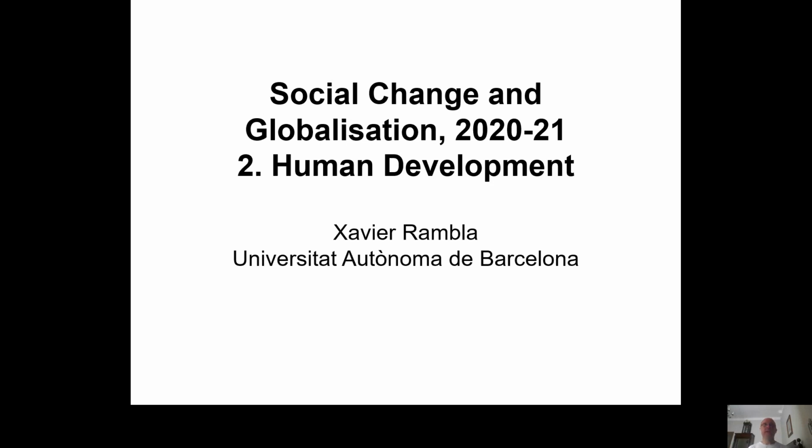In this second lecture, I will introduce the concept of human development, which is one of the main concerns of global governance nowadays. Maybe you know that in 2015, a wide array of stakeholders signed a series of agreements on the Sustainable Development Goals, which the world should meet by 2030, 15 years after the signature.